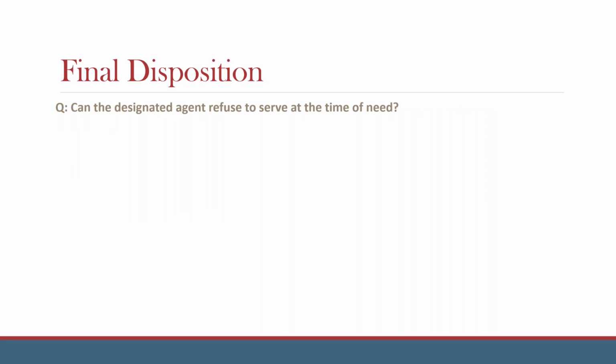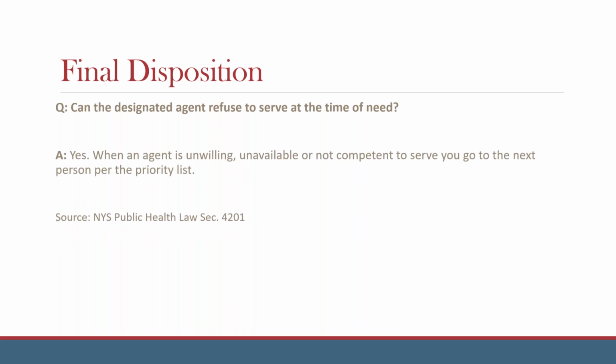Next question: can the designated agent refuse to serve at the time of need? I bet everybody knows the answer to this one. Yes, of course. If you are unwilling, unable, or not competent to serve, you go to the next person on the priority list. That's what the law says. If you are unwilling, that's the same thing as refusing to serve.